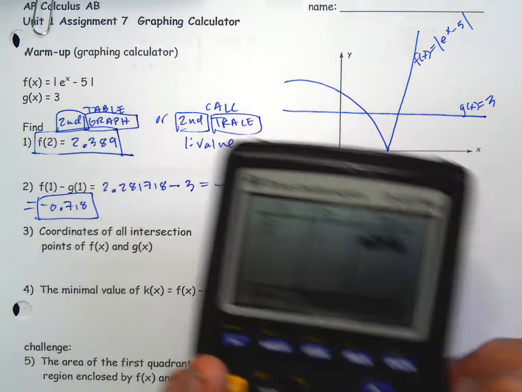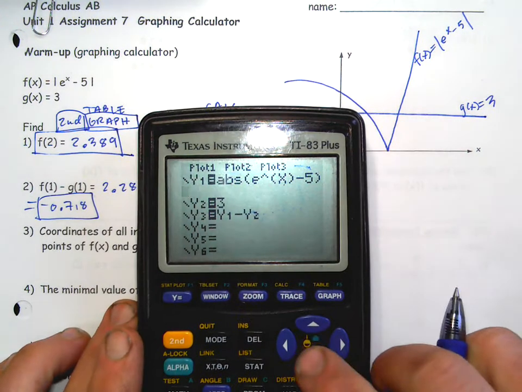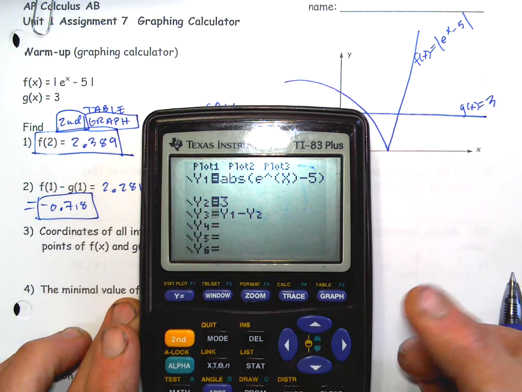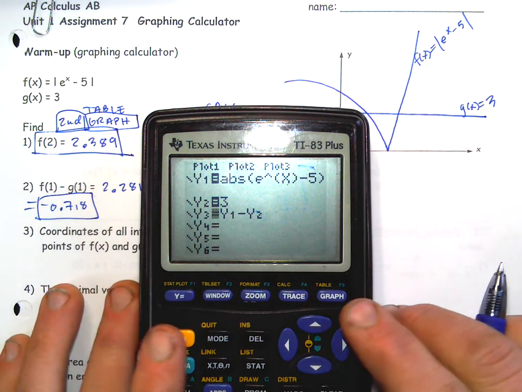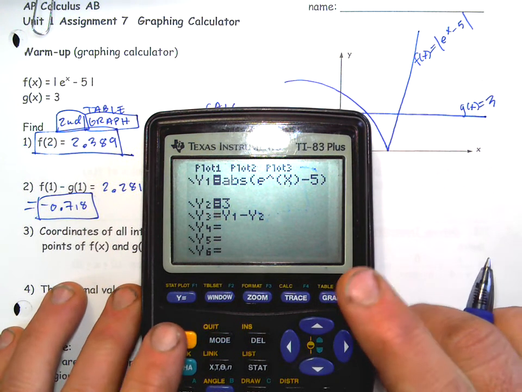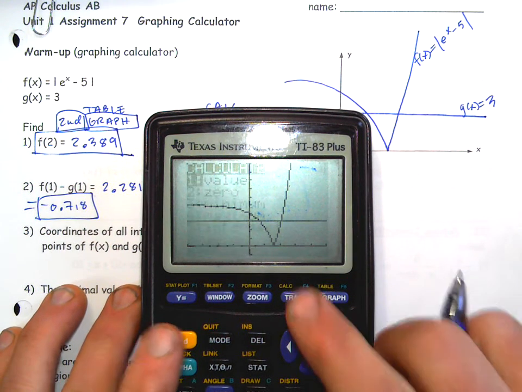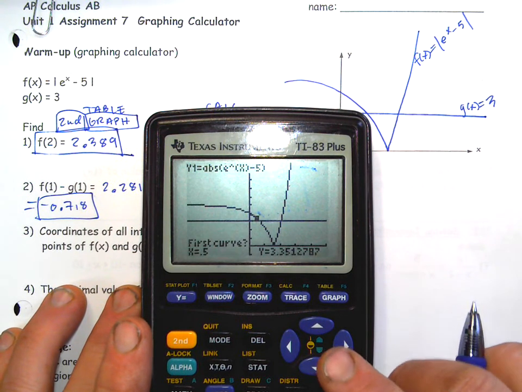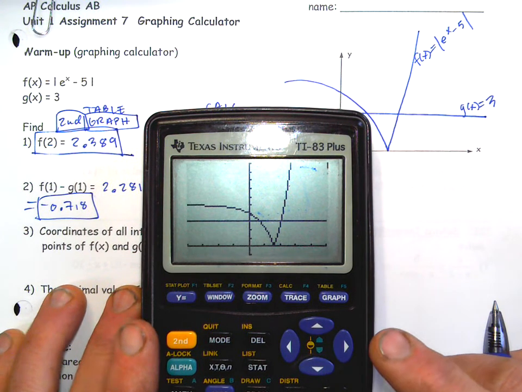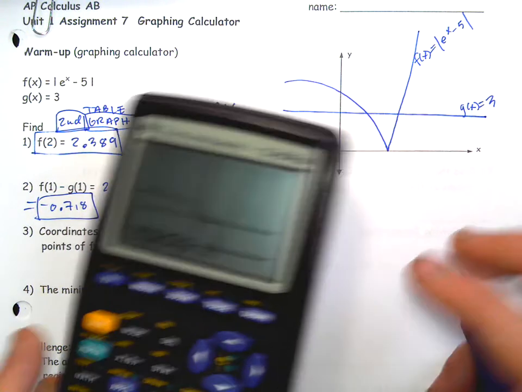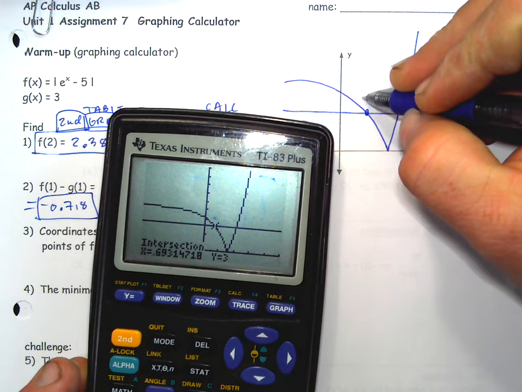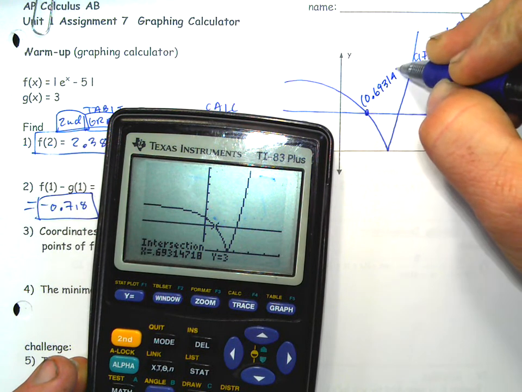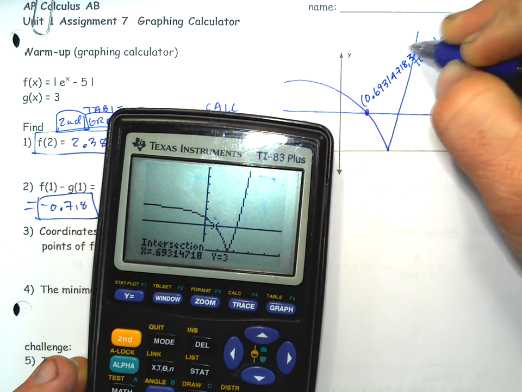Coordinates of the intersections. Now I'm going to go back, and I don't want this graph to show up on my graph, so I'm going to turn it off, or you could delete it. But we can turn it off. Maybe we'll use it later on. Go back to the graph, and then I'm going to find the intersections. Option number 5, intersect. First curve, second curve, guess. My cursor was really close to where I wanted to guess. Now I'm going to label this graph. We might use these answers for something else later on also, so it might be helpful to not have to recalculate these.